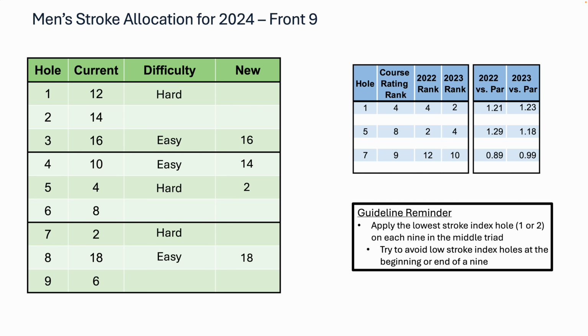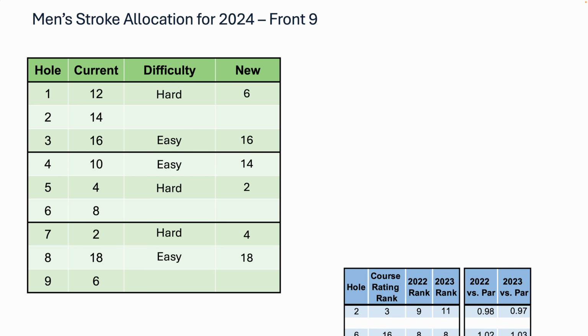The other guideline to point out is you want to avoid a low stroke index hole at the beginning or end of a 9. So clearly hole number 1 is harder than number 7. But in trying to adhere to this guideline, we decided to make hole number 7 the number 4 and hole number 1 the number 6. I know a lot of people have complained in the past that 1 was the 12 handicap. We all know it's a hard hole, and now it's getting its respect.